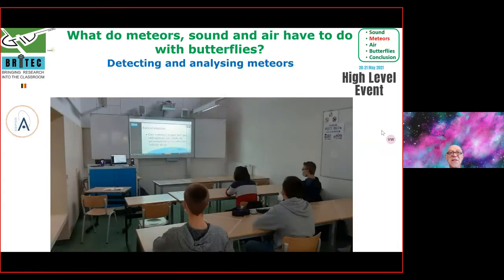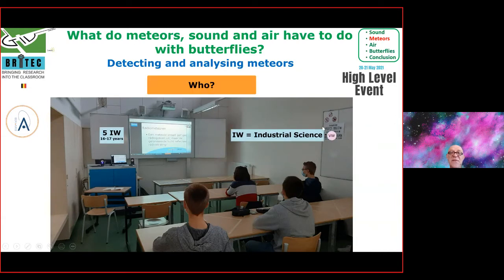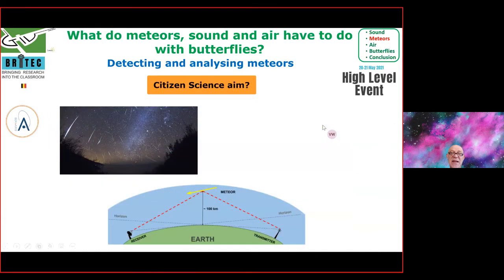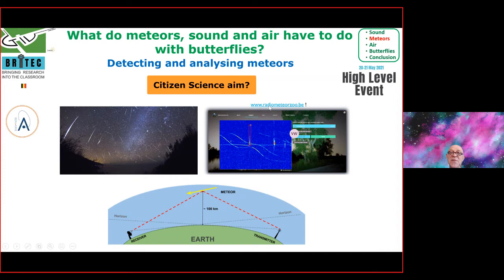So this brings us to the second part, detecting and analyzing meteors. I did it with the fifth industrial science. You can see meteors, but not all meteors. Meteors leave an ion trace and they can be detected by radio waves, which you see over here. And the students had to count as many meteors as possible.